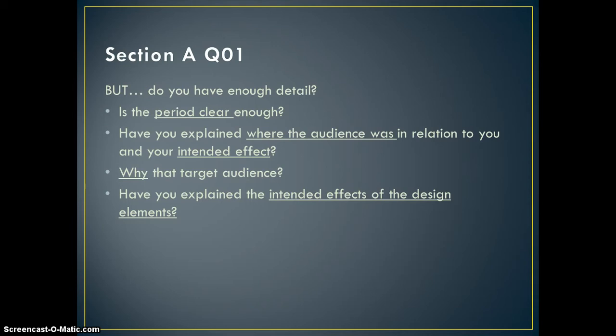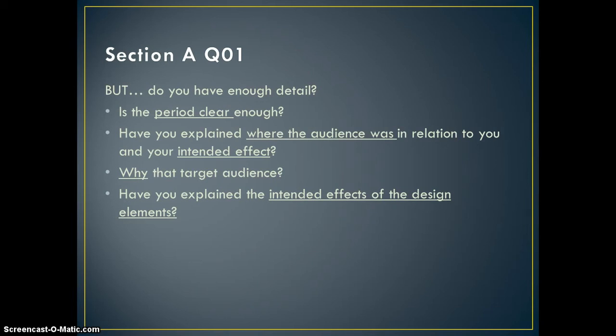Secondly, have you explained where the audience was in relation to you performing? Okay, so yeah, talk about end-on performance, but also talk about where the audience was. And also talk about whether that helped or hindered your intended effect. Thirdly even, why was that your target audience?